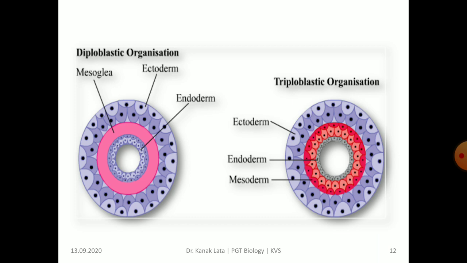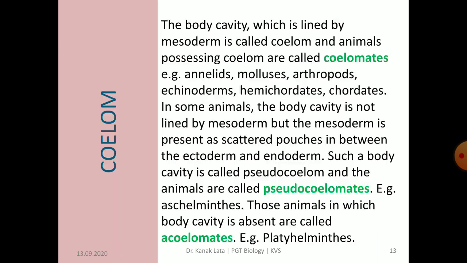Here you may observe the diploblastic and triploblastic organization. You see that diploblastic has 2 germ layers, endoderm and ectoderm, and in between ectoderm and endoderm mesoglea is present. Whereas in triploblastic organization there are 3 separate layers: ectoderm, endoderm and mesoderm.